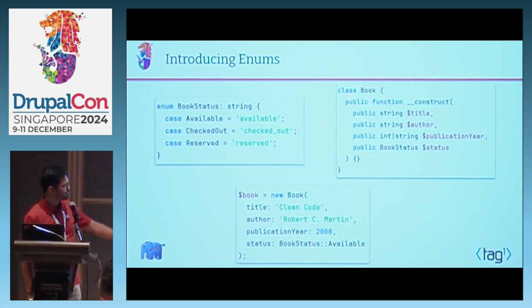If this is directly called, but if you want to call it from the values itself, like the small case available, you can call it using a function BookStatus, then scope resolution operator, and fromProperty or something, and then small case available as a string.